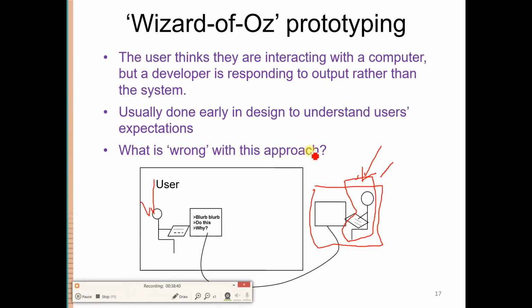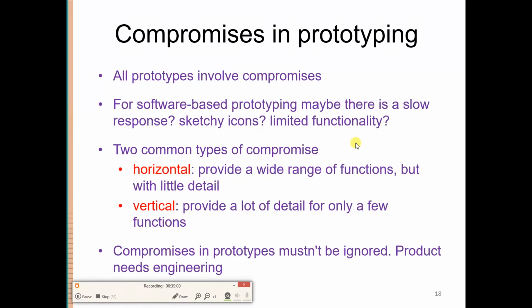What is wrong with this approach? So what can be wrong with this approach? As I told you, there can be some misunderstanding, or the user may have higher expectations, and if this person is using intelligence which is not available to the final system, then the final system cannot behave according to the expectation of the users.